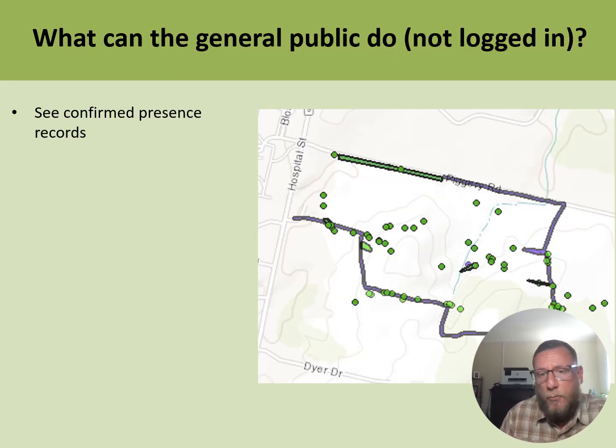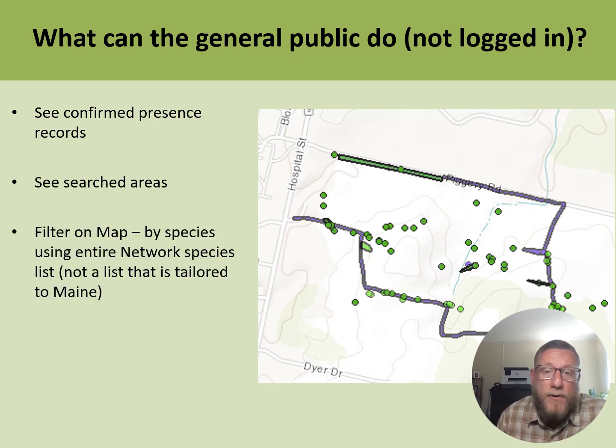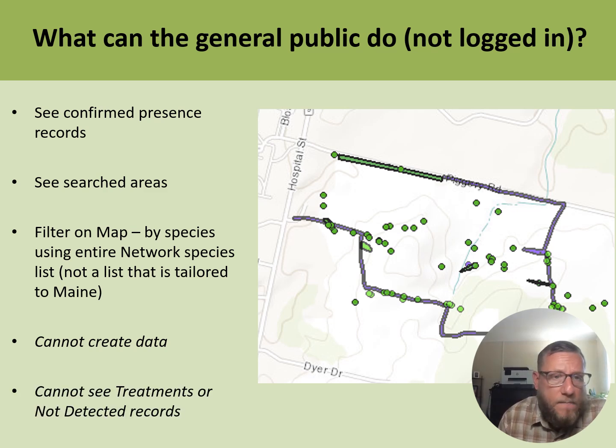So what can the general public do? Now, this is for folks that do not have an account. So anybody can just go on iMapinvasives.org, and you can see the map. You can only do so much. So without an account, you're not logged in, you can see confirmed presence records. You can see the searched area records on the map. You can filter on the map, but you can only filter by the whole network species list, and it's not so much tailored to Maine specifically. And you can't create data. You can't see treatment or not detected records. You can only see present records.